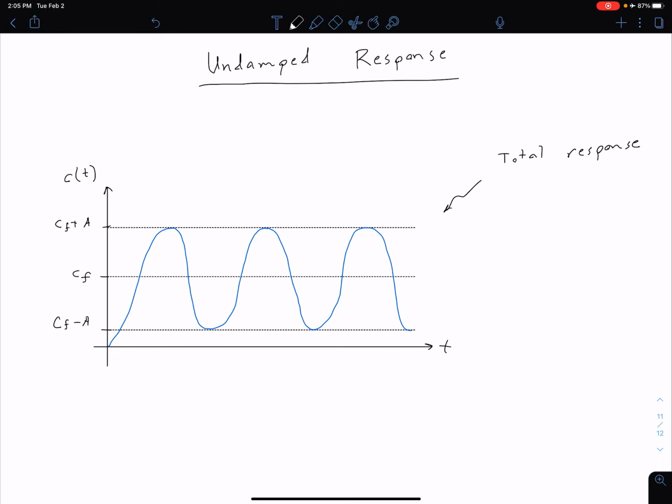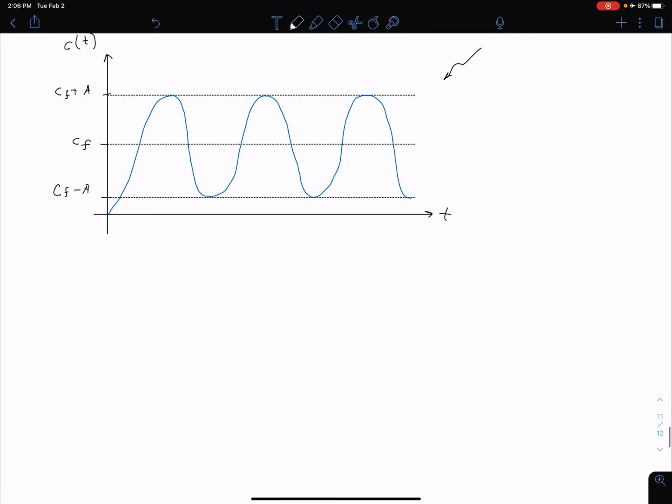The next type of response is our undamped response. So I've copied our total response here, and as we see, it just continues to oscillate about the final value without getting any closer or any further away over time. And so let's look at an example transfer function that has an undamped response.